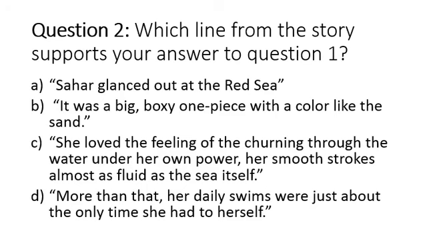Question 2. Which line from the story supports your answer to question 1? A. Sahar glanced out at the Red Sea. B. It was a big boxy one-piece with a color like the sand. C. She loved the feeling of churning through the water under her own power, her smooth strokes almost as fluid as the sea itself. D. More than that, her daily swims were just about the only time she had to herself.